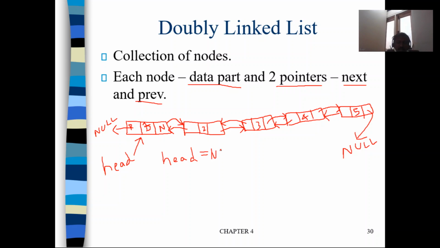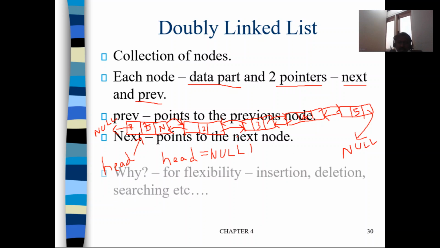Initially when you create a linked list, there will not be any nodes, then head will point to null. But the moment you create at least one node, then head will start pointing to that node, and head will always point to the first node, right? Okay. So previous pointer will point to the previous node, and next pointer will point to the next node, okay?